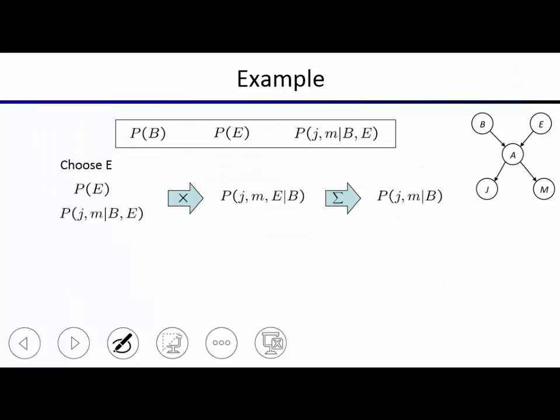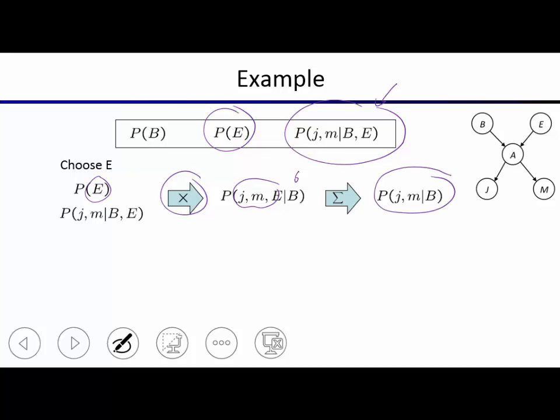Okay, moving on, starting from those three factors. Next, we're told to choose E. We take all factors that involve E, join those together. If anything appears upfront ever, it'll be upfront here. So E appears upfront here, J here, M here. So those three are upfront. B never appears up front, so it stays in the back and appears over here. Then we sum out over E, and we get this factor over here.